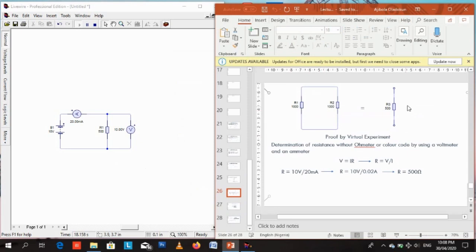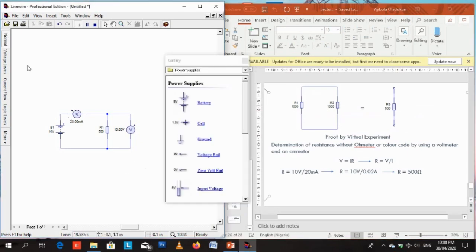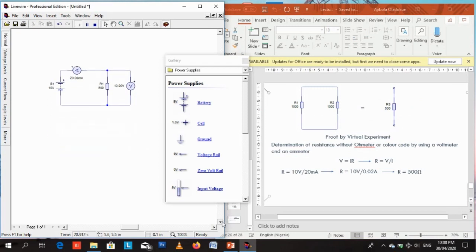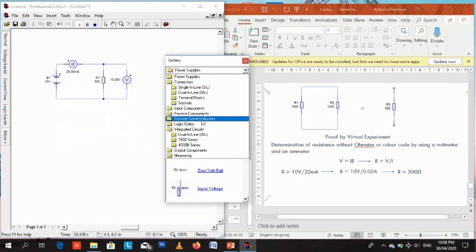So we've shown before, we tried to prove before, that two 1000 ohm resistors in parallel are equivalent to one single 500 ohms. So let's use the virtual laboratory Live Wire to verify this. Let's shift this up a bit so we can create more space to draw another circuit.